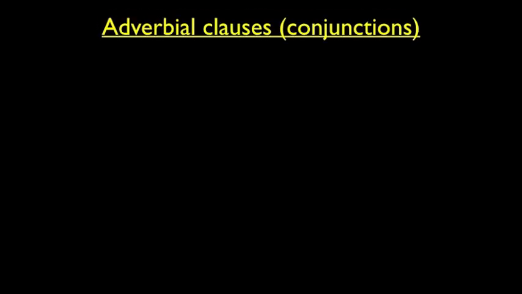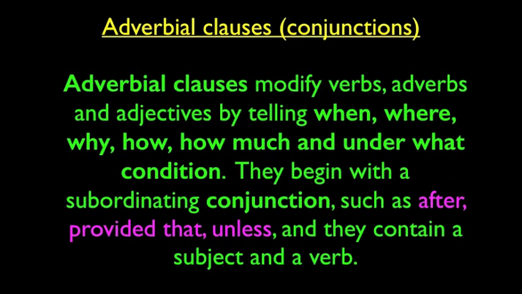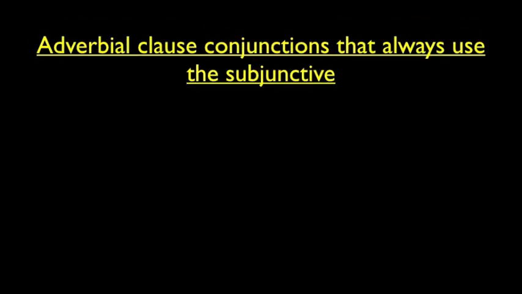Then we have our fourth use, adverbial clauses. These were the adverbial clauses with conjunctions. And remember what an adverbial clause does. It modifies verbs, adverbs, and adjectives by telling when, where, why, how much, and so on and so forth. They begin with the subordinating conjunctions such as after, provided that, unless, and they contain a subject and a verb. But more importantly is how they're used in Spanish.